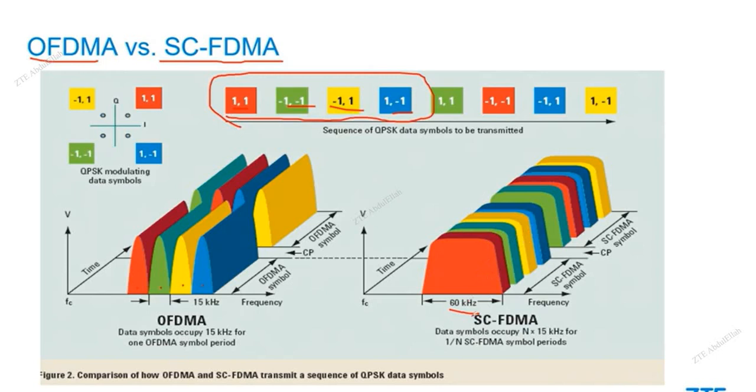So after you use SC-FDMA, this is just like a wideband serial signal, right? This is a wideband serial signal. So wideband serial signal, even if you combine, is still one signal, right? So there's no PAPR problem. Okay, so this is OFDMA and SC-FDMA.